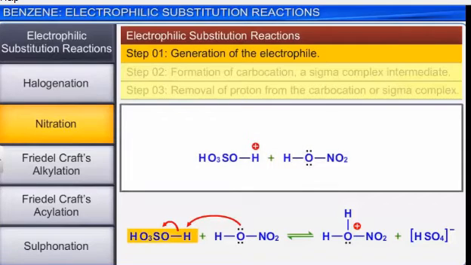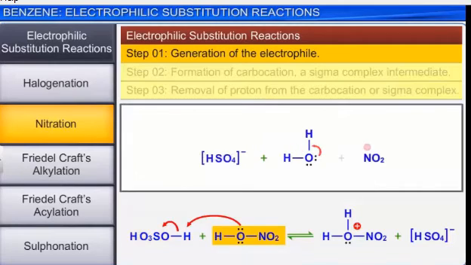The reaction between sulfuric acid and nitric acid is an acid-base reaction in which the relatively stronger acid, sulfuric acid, acts as an acid, whereas nitric acid, which is relatively a weaker acid, acts as a base.